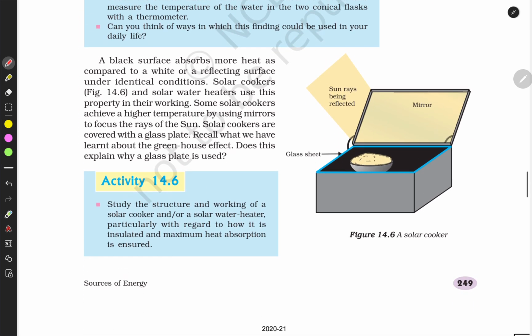And here, solar energy can be used to cook food. Here it diverts the sun's rays and concentrates them.